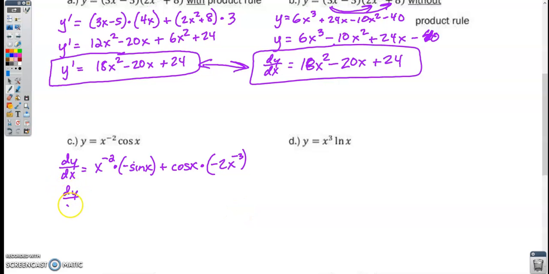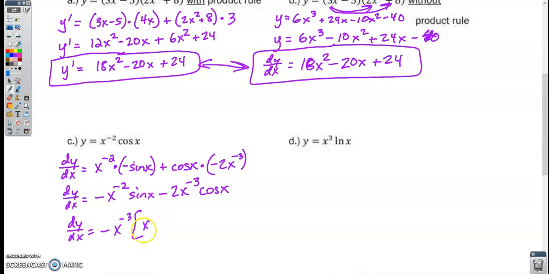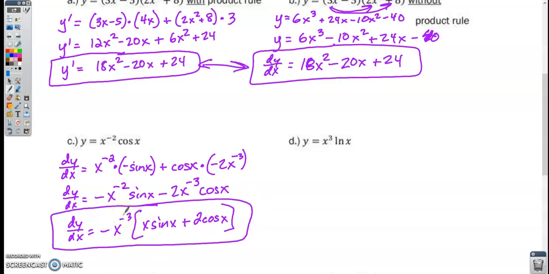And so dy dx is equal to negative x to the negative 2 sine of x minus 2x to the negative 3 cosine of x. And then we could factor. I'm going to factor out a negative x to the negative 3 here. And that leaves us with x times the sine of x plus 2 cosine of x. That's a nice looking derivative for this function. Could also write that with the x to the negative third, make that a positive and move it into the denominator, write it as a fraction.